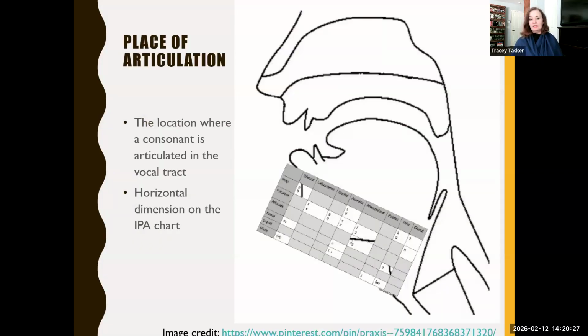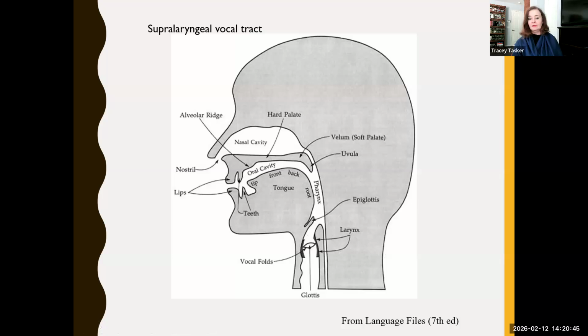Okay, so as we just mentioned, if you look at the consonant chart, it is organized along the vocal tract. So starting with the lips and then moving back towards the soft palate. We talked about the supralaryngeal vocal tract in our first class. It's just a reminder. When we're talking about place of articulation, we don't necessarily refer to everything in this diagram, but it's just good to know where things are located.